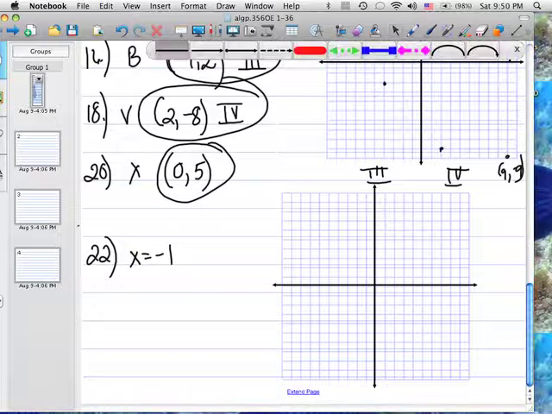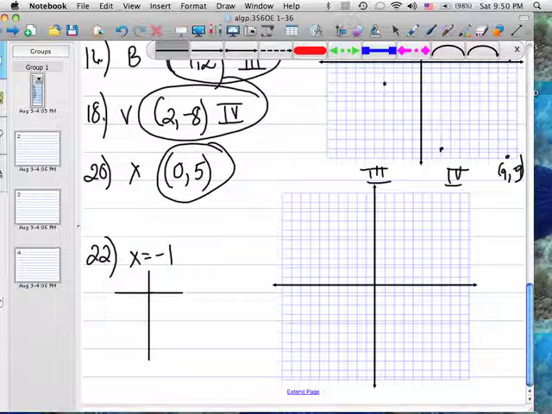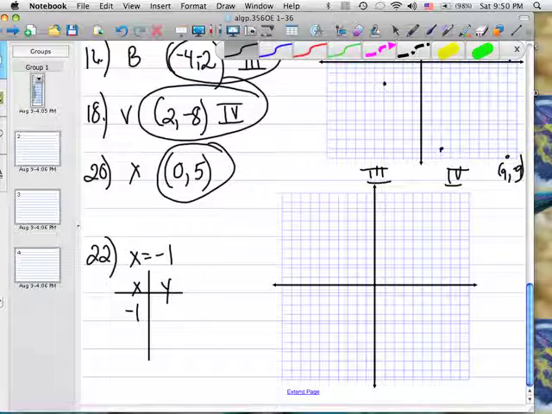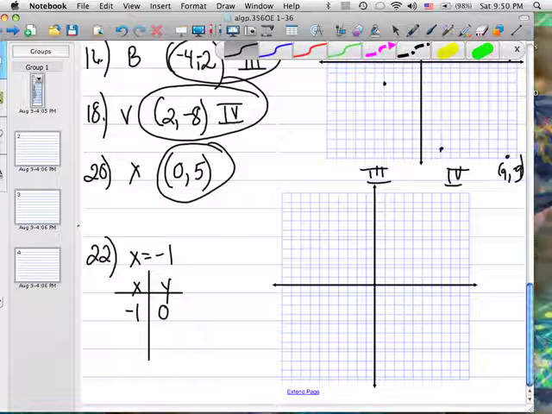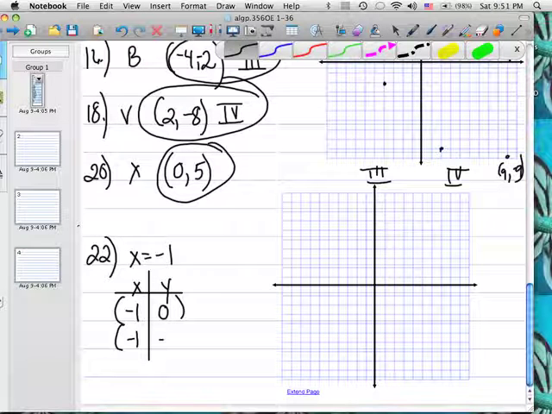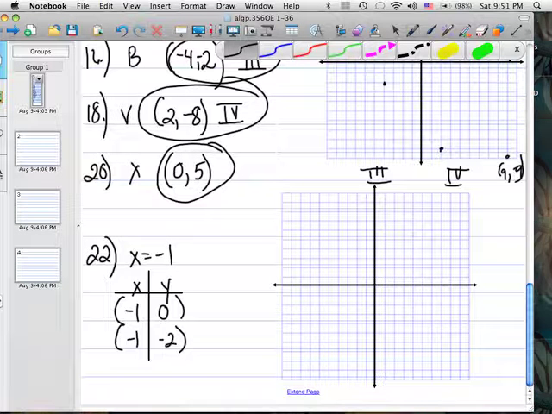So we'll make our 2 points. X has to be negative 1 for both points to graph it. So if x is negative 1, y can be anything. I could let it be 0. All that it's saying is x has to be negative 1 in our ordered pairs. So I make another negative 1 and choose another value for y. And we could do this till infinity.